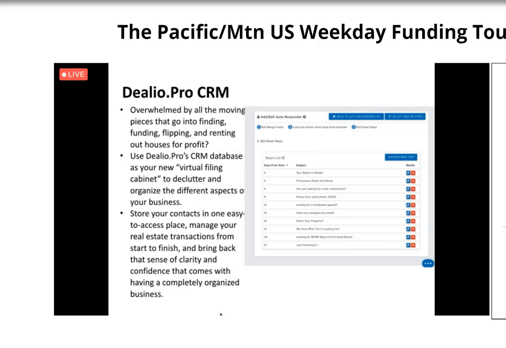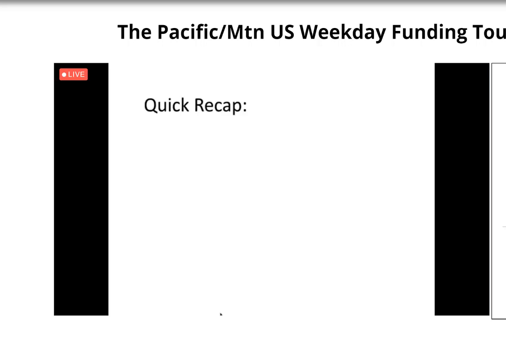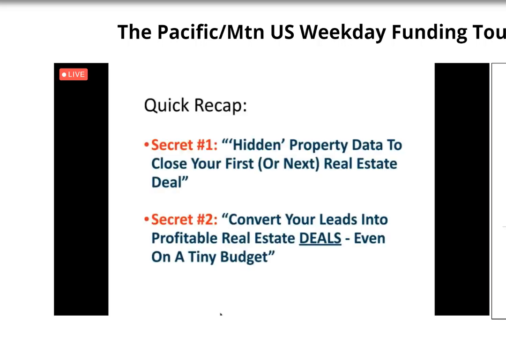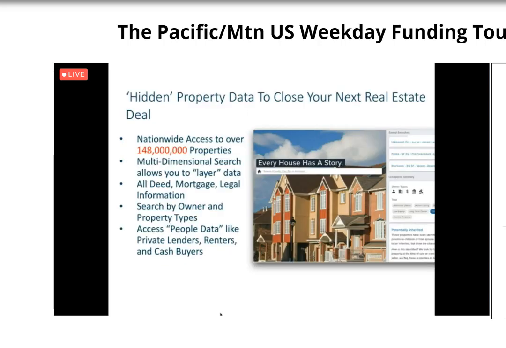So Senfuse does one thing. Delio does all of the database, all of the managing, all of the finding properties. Senfuse doesn't find properties. Delio can help me find properties in the super list. Senfuse would allow me to research and send offers directly off of my phone. So just a quick recap. Secret number one, hidden property data to close on my first or next real estate deal. And secret number two, convert my leads into profitable real estate deals even on a small budget, right?